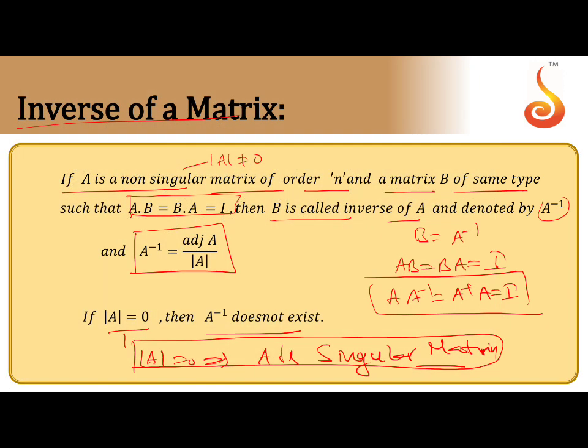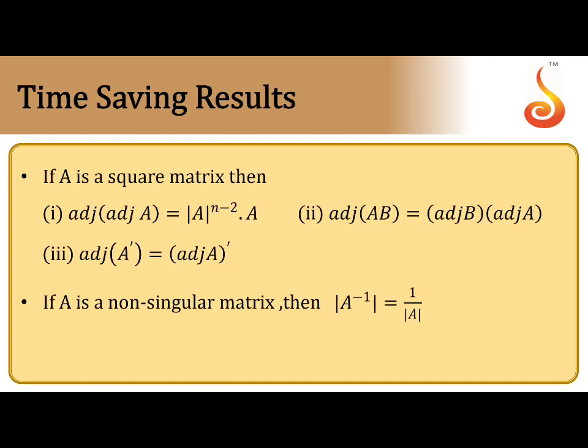Next. So, some time-saving results. If A is a square matrix, then adjoint of adjoint A is det A whole power n minus 2 into A. Adjoint of AB is adjoint B into adjoint A. Adjoint of A transpose equal to adjoint A whole transpose. And det of A inverse is 1 by det A. So I will give 2-3 formulas extra. Here A is a square matrix of order n, you can take it, A is an n by n matrix.